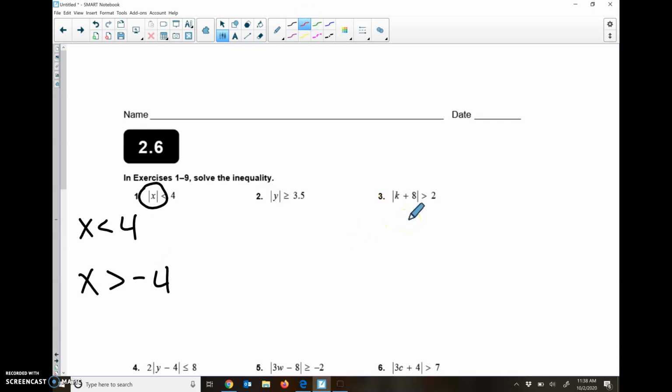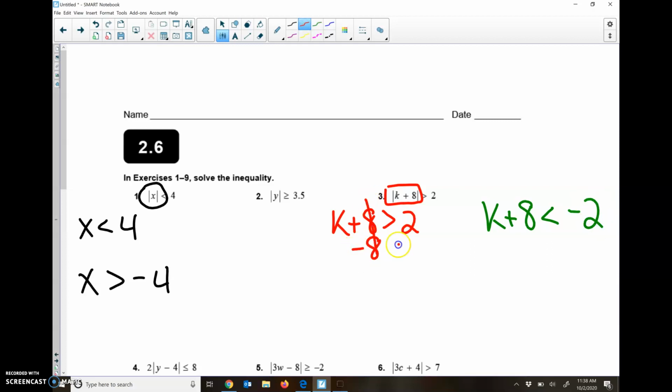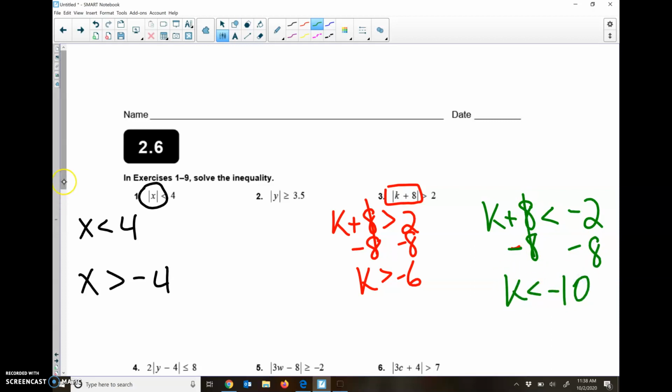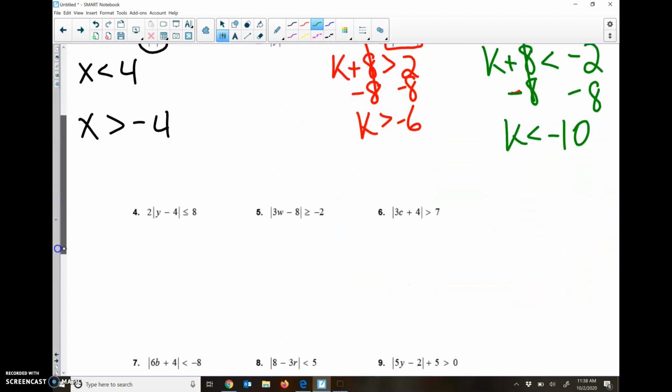3, we got some math here. So absolute value is already by itself. We like that. So k plus 8 is greater than 2. And then for my second equation, k plus 8, and remember we're going to flip it, is now less than a -2. Okay, so I have a k plus 8, so I'm going to end up subtracting 8. So k is greater than a -6. And then same thing over here. Oops. I'm going to -8 because it's a +8. So k is less than a -10. So greater than -6 or less than -10.